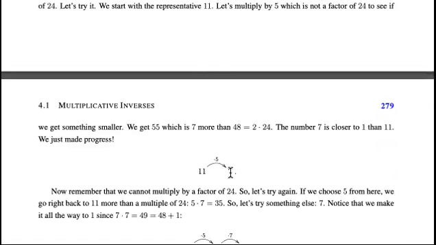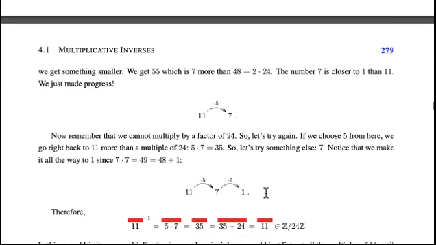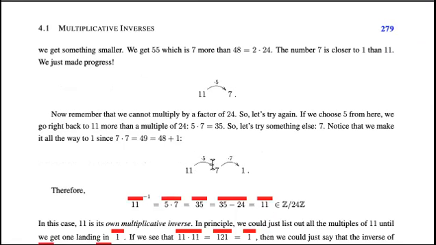11 times 5 is 55, so look at another multiple of 24, like 48. 55 is 7 more than 48. And at least we've reduced: notice 7 is less than 11. That's closer to 1, so it's a little better. So 11 times 5 takes us to 7 more than a multiple of 24.